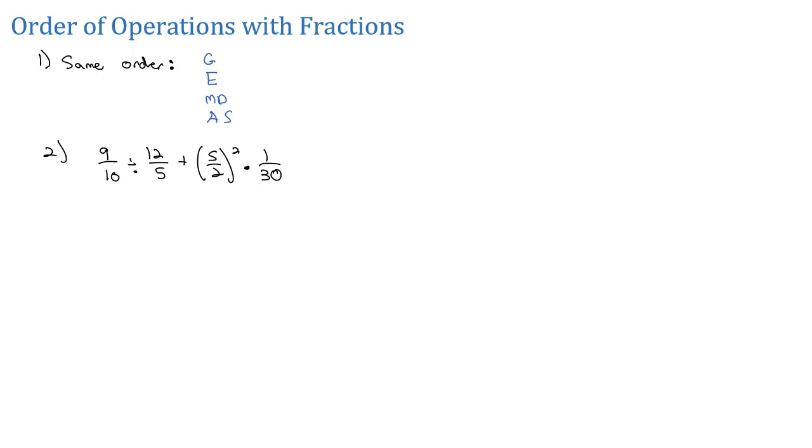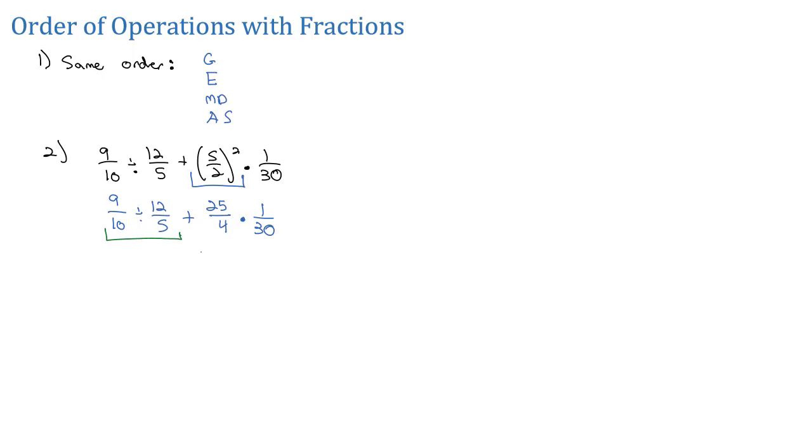There's no grouping symbols, so we're going to go to exponents. And we see that 5/2 is squared. That's going to give us 9/10 divided by 12/5 plus, squaring both the 5 and the 2 gives us 25/4 times 1/30. After exponents, we do multiplication and division from left to right.